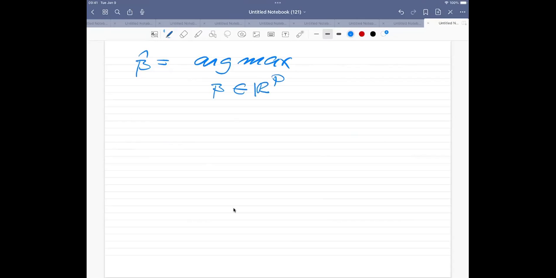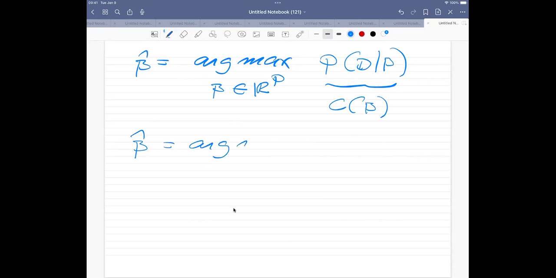So we have P of D given beta. This is going to define our cost function. Or we can find beta as argmin, and this is the equivalent problem of minus log of the cost function of beta, for all the parameters beta.